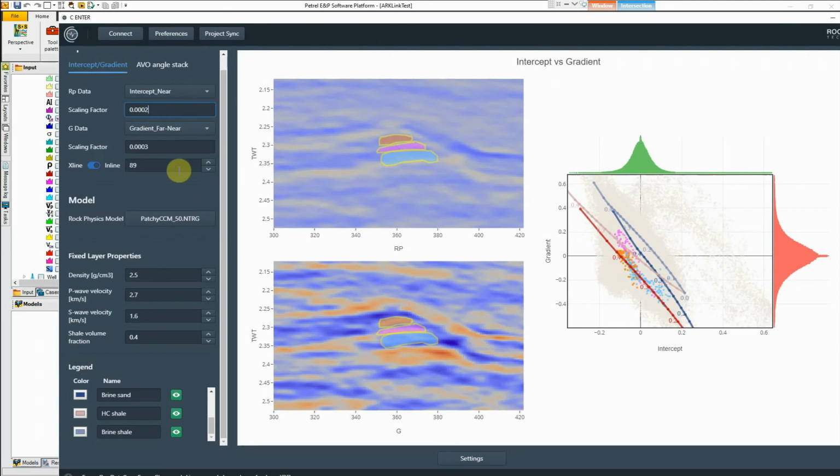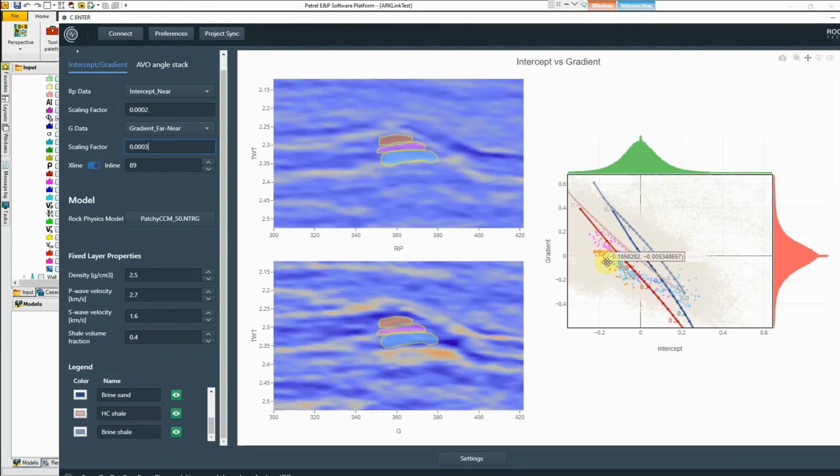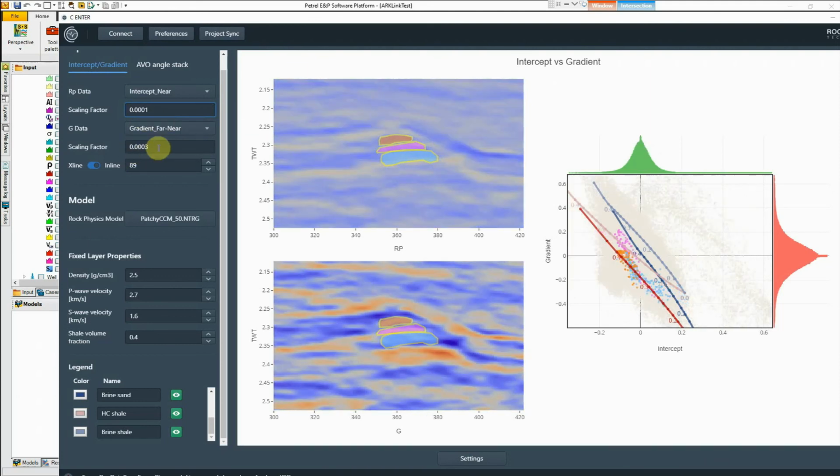Let's see what happens if we do 0.2 there, for example. I think that will not be so good. So we see the effect of that. It's stretching the data points outside of, or to the left of, this hydrocarbon line, and that's not good. So let's go back to this one, and I think we have a setup. Now what we need to remember here are these two scaling factors: 1E-4 for the RP data and 3E-4 for the G data, and that is something that we will use in the next video when we are doing risk with AVO data.